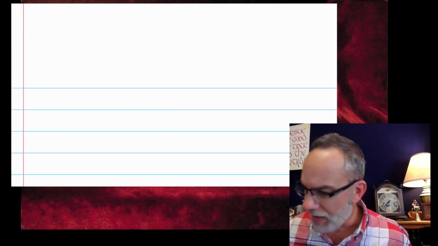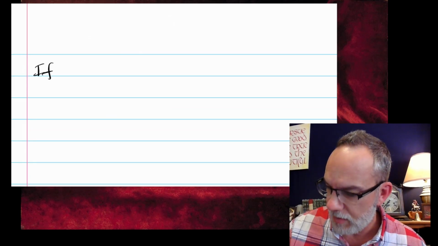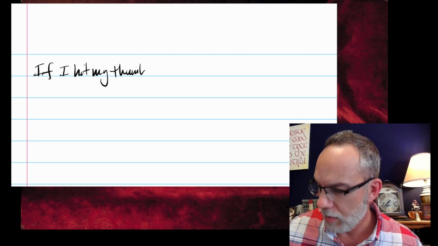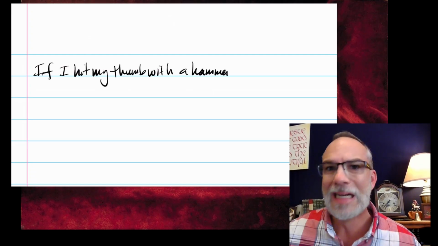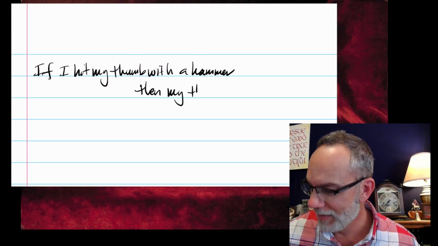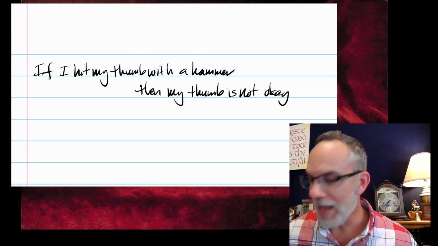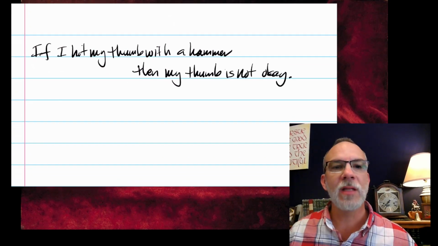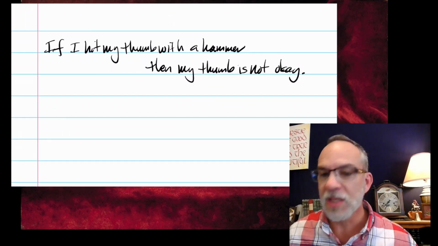So another example I would give would be this one. If I hit my thumb with a hammer, then my thumb is not okay. You probably would say, yeah, that's a true conditional. The contrapositive is also true.